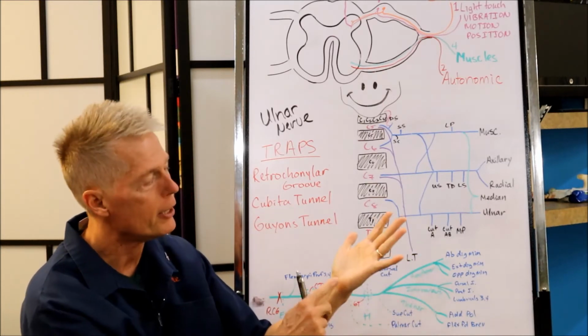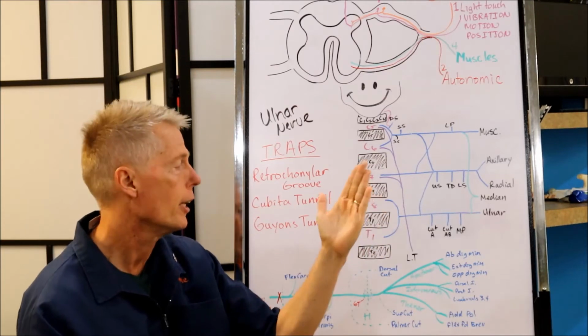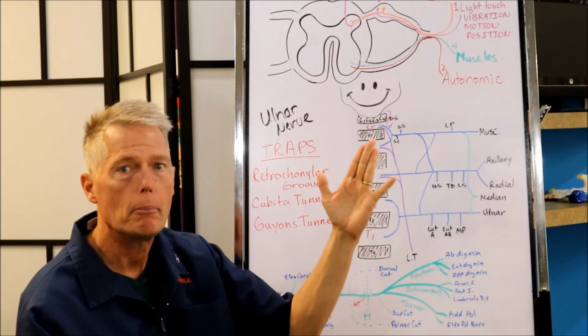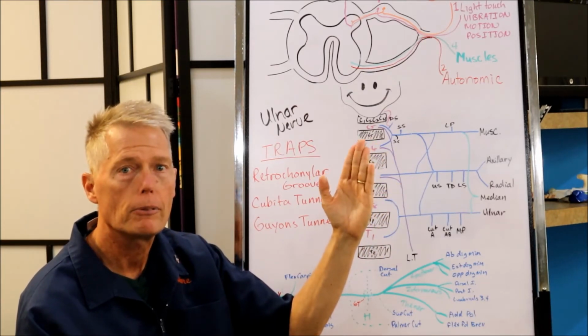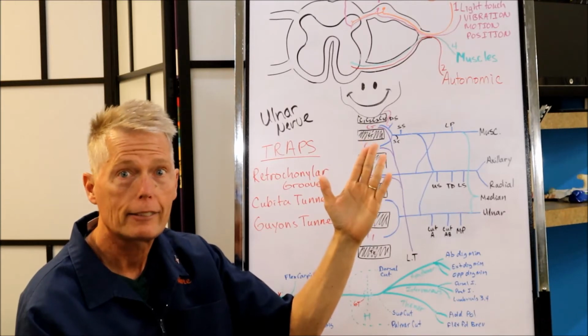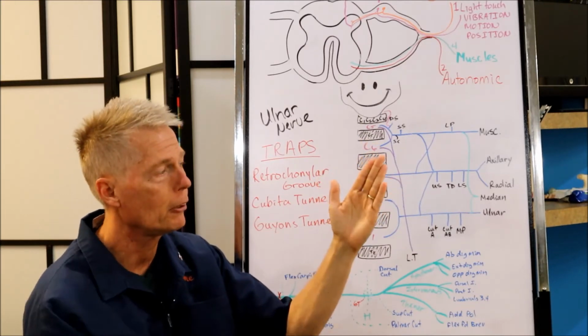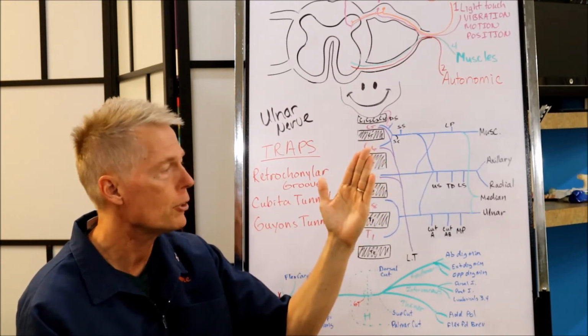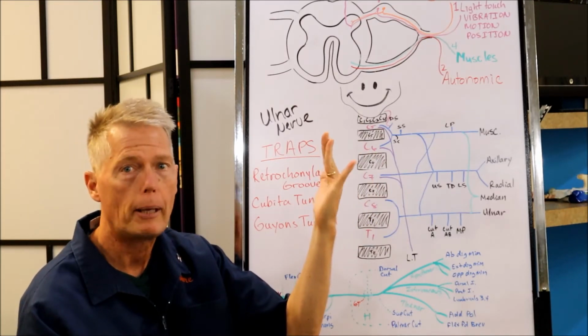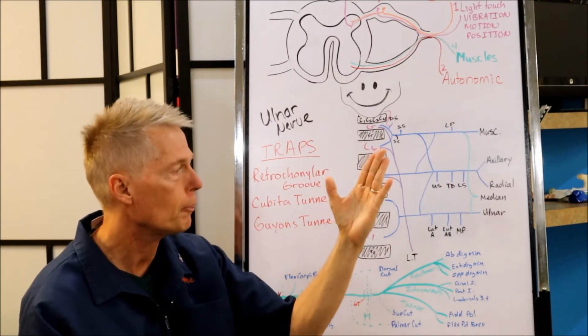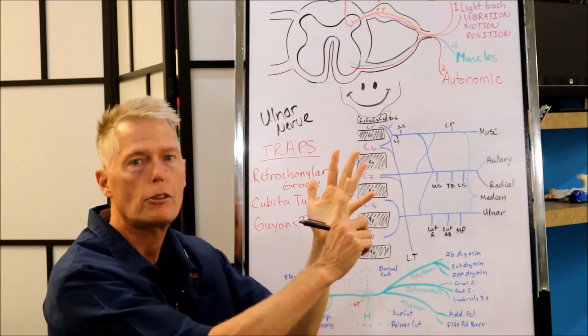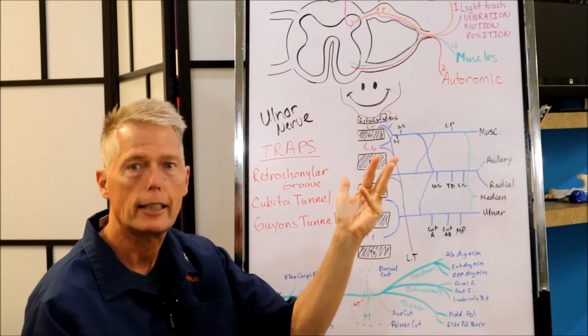Your hypothenar part is this area here. This is your abductor digiti minimi, kind of like a little bit of Star Trek. You don't include your ring finger, but you just do that. Your extensor digiti minimi, so your pinky goes back like this. And your opponens digiti minimi. This is just your pinky finger coming across like this.